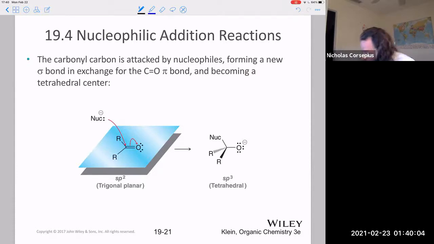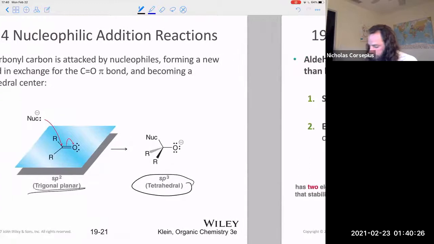Then you go from your trigonal planar carbonyl group to a tetrahedral intermediate. In this case, the oxygen now has a negative charge. It would have to accept a proton from a source of acid, water or something like that, and become an alcohol group. So these are nucleophilic additions, and they're going to be the basis of what we see over and over again.